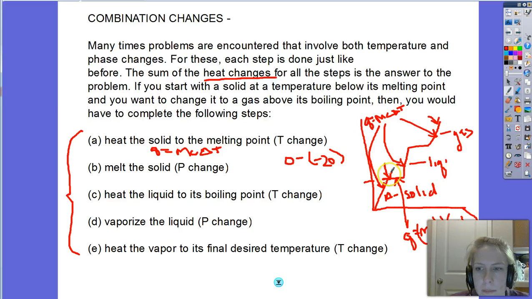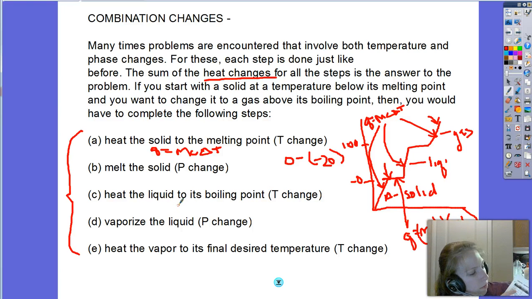Then B, now we've hit the melting, so we've hit the flat part. So we're going to get moles, and then look up on our handy dandy chart whatever the delta H of melting is. Next step, we got to heat the liquid to its boiling point. So in this case, if this was water, we'd have a final temperature of 100, because that's where it boils, minus our 0. And then we'd use the specific heat of liquid water.